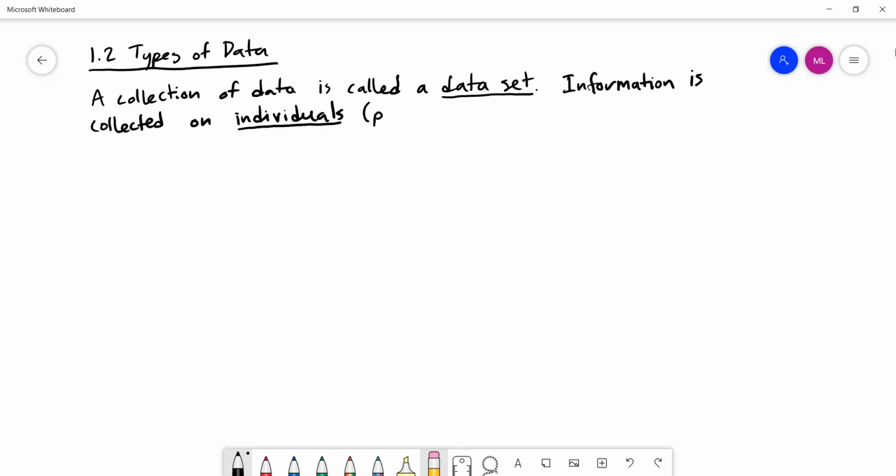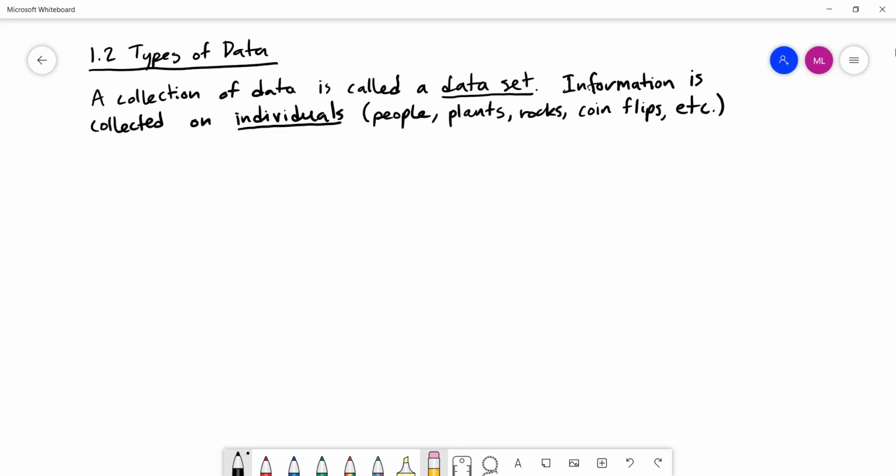So as an example, it could be people if we're doing a study about people. Maybe it's plants if we're some sort of botanist or something. Rocks. Or it could even be a collection of events. So the results of coin flips. Any one of those types of things can be what we refer to as an individual.